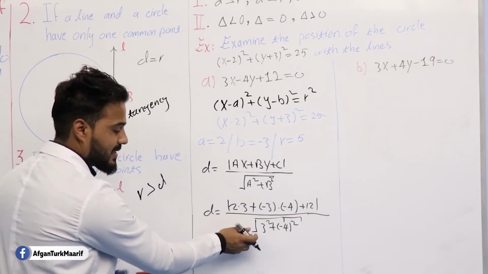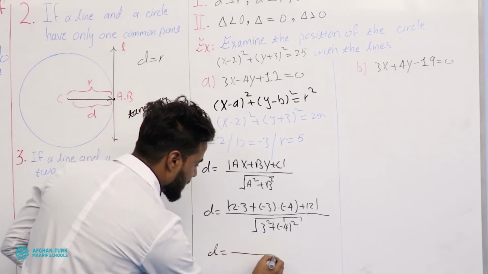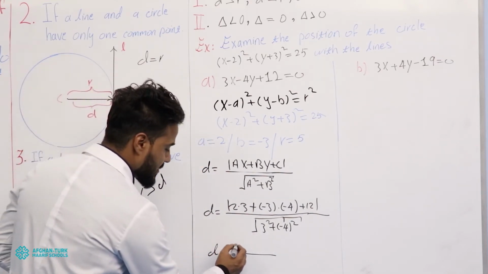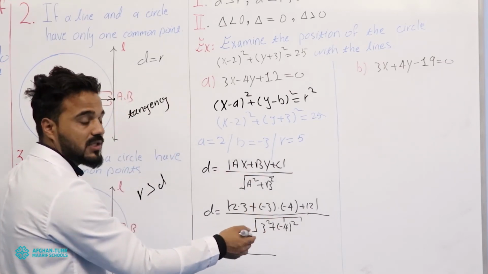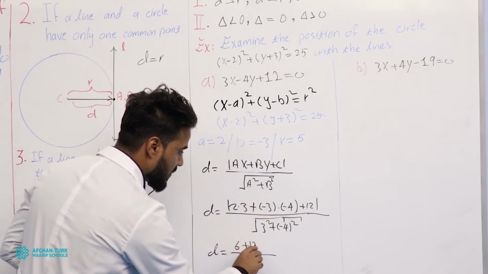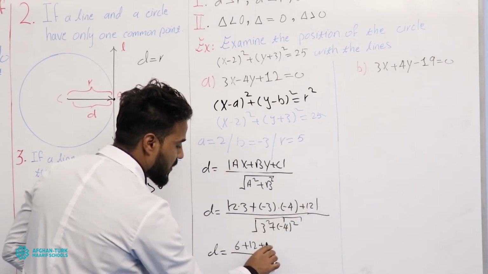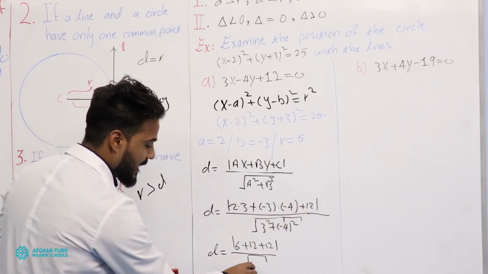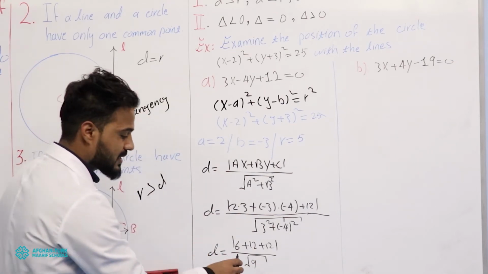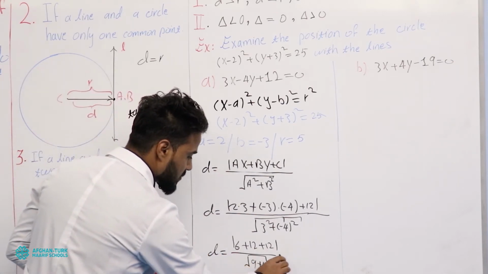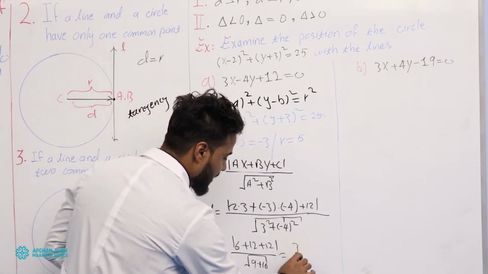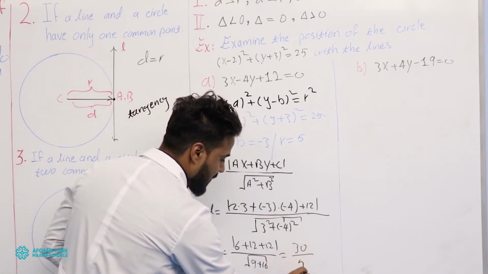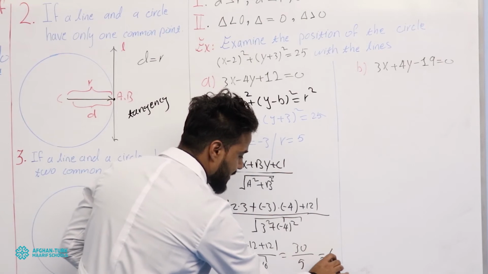So when we simplify this one, we will get D is equal with 2 times 3 is equal with 6, minus 3 times minus 4 is equal with plus 12. Also in here we have plus 12, and square root of 3 square is equal with 9, and 4 minus 4 square is equal with 16. So when we simplify this one, we will get 30 over 5. 30 over 5 is equal with 6.